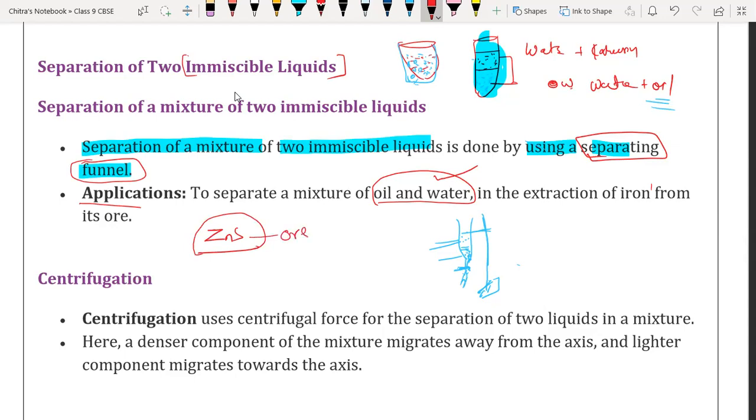The natural form, like the rock form. Yes, the raw material obtained after mining for the extraction of metal is called ore. That ore contains the metallic part as well as gangue. Gangue means unwanted impurity. At the initial level, the metallic part and gangue are separated by using the froth flotation method, where we use an oil and water mixture.